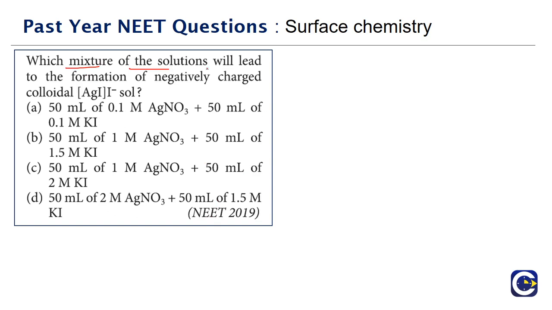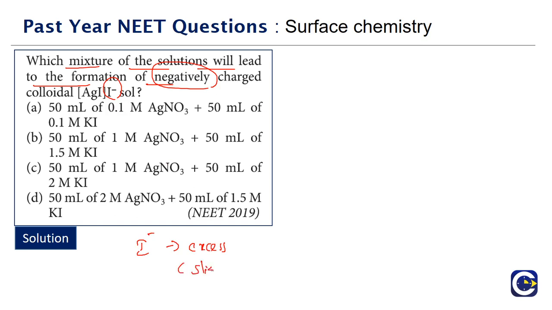Which mixture of solutions will lead to the formation of negatively charged colloidal AgI/I-? So the I- is the negative layer of iodide ions formed on the colloidal particles of silver iodide. So if you look at the formation of negatively charged layer, we must have the iodide ions in excess, but it should be a slight excess of the iodide ions present.